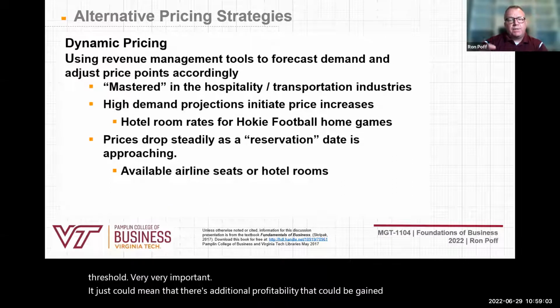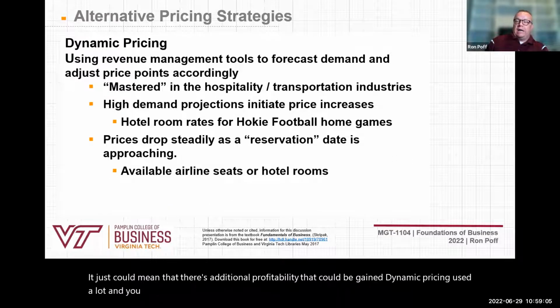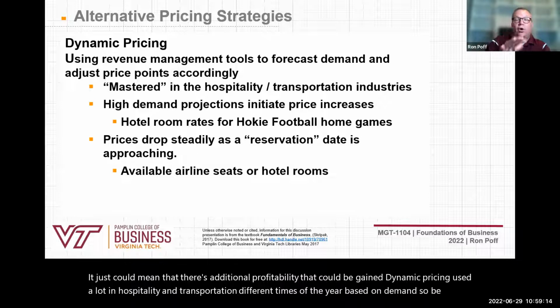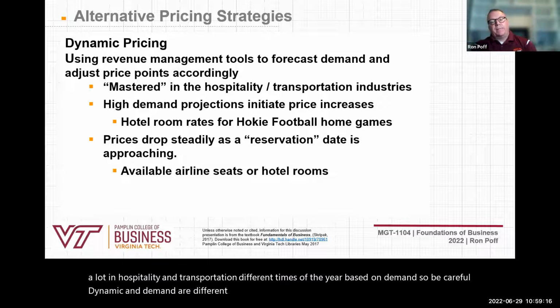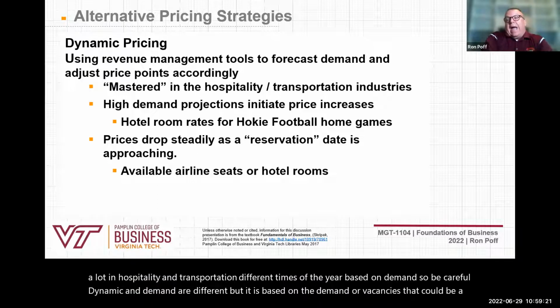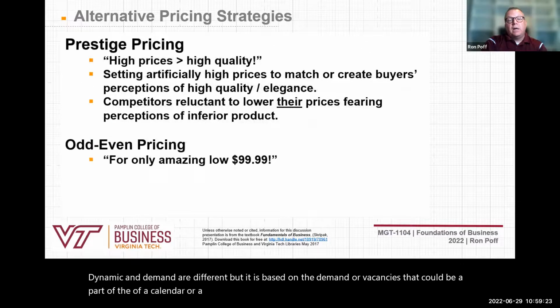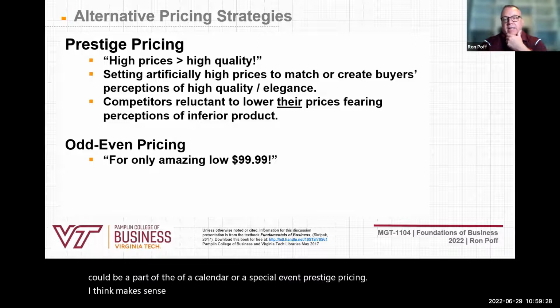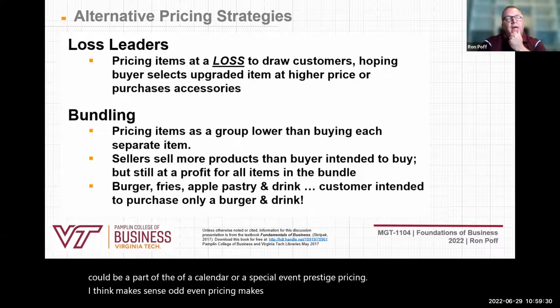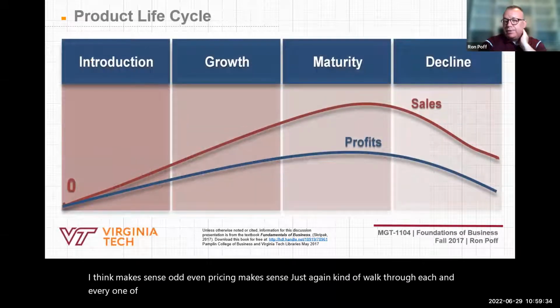Dynamic pricing is used a lot in hospitality and transportation, different times of the year, based on demand. So be careful, dynamic and demand are different, but it is based on the demand and or vacancies that could be a part of a calendar or a special event. Prestige pricing, I think, makes sense. Odd even pricing makes sense. Again, kind of walk through each and every one of these, know why and where you would use them.